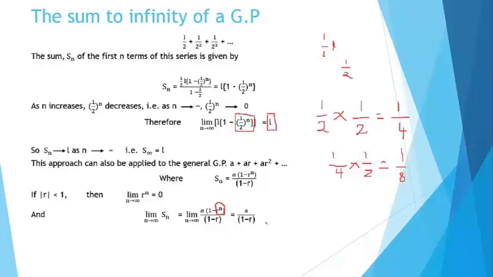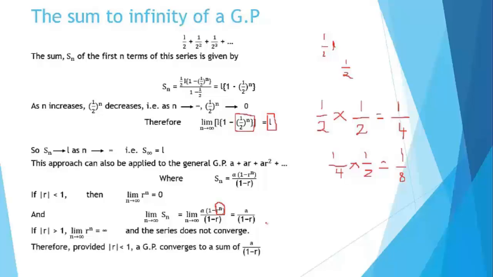So the next condition is when the modulus of r is greater than 1. The limit of r to the power n where n tends to infinity equals infinity. As the sum value equals infinity, this series does not converge. Therefore, provided that mod of r is less than 1, a geometric progression converges to a sum of a over 1 take away r. That is, for a geometric progression, S infinity equals a over 1 take away r if and only if mod of r is less than 1.